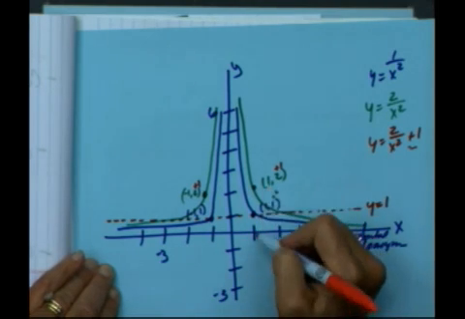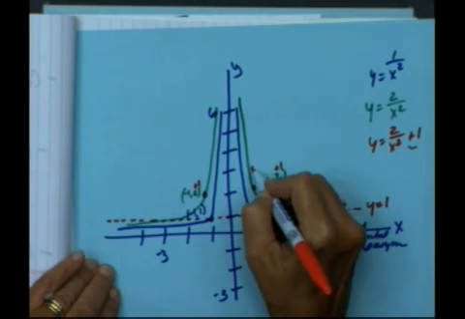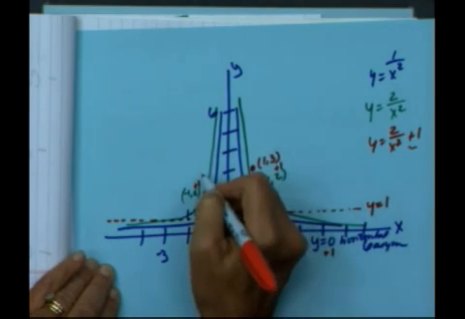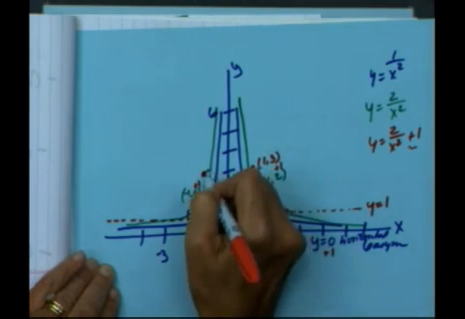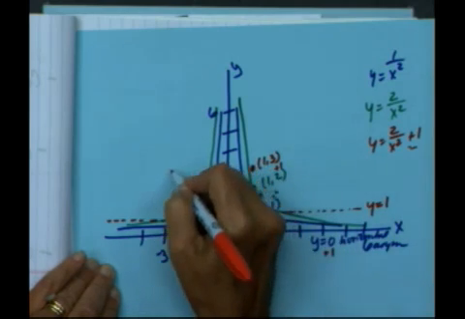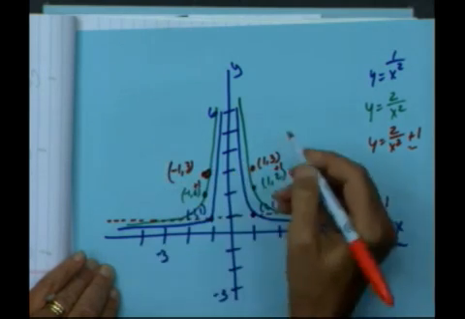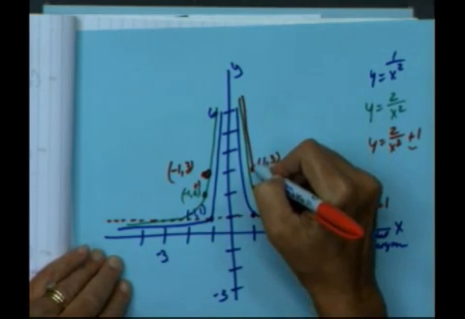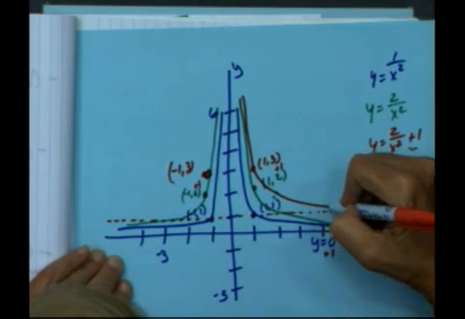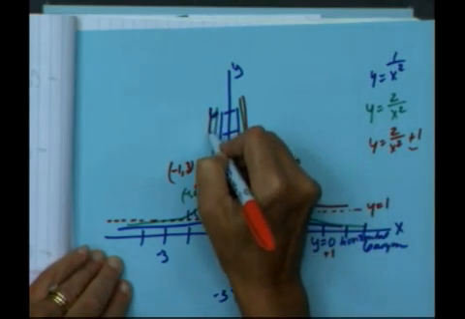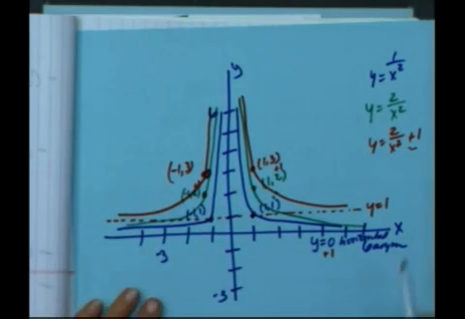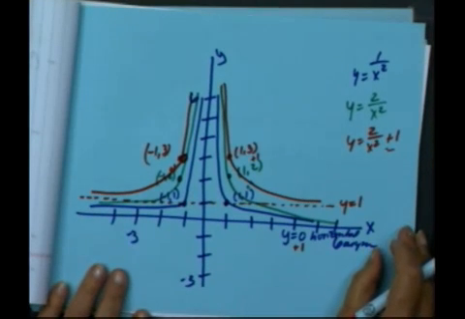And now I have the point 1, 3. And negative 1, 3. Still looks pretty much the same. Everything's just been shifted up here. But now it's going to approach the horizontal asymptote. Okay. Everybody good so far?